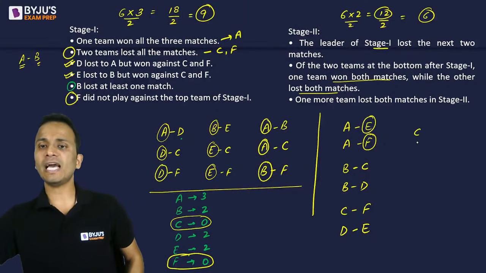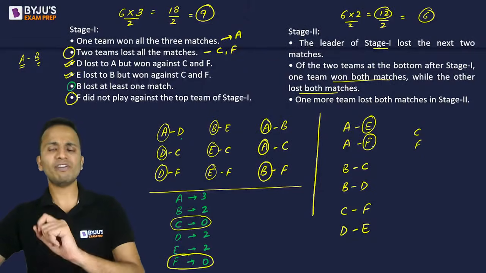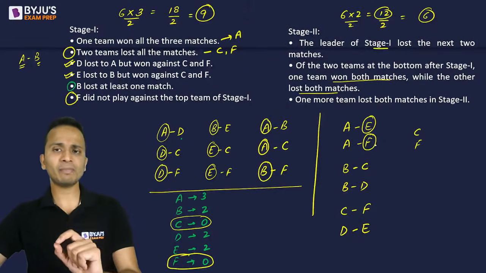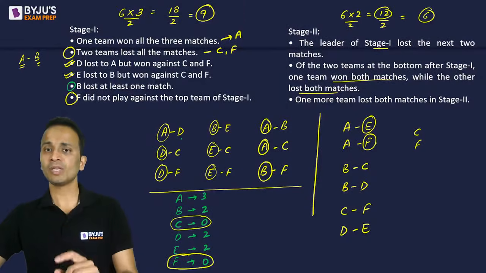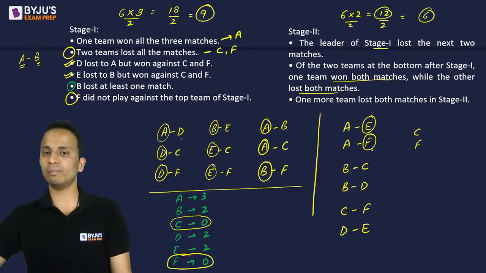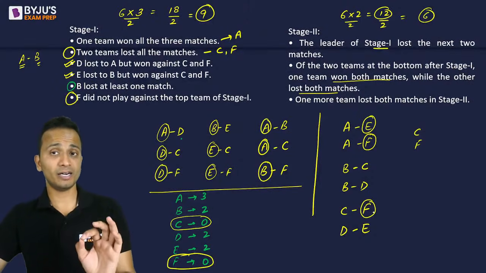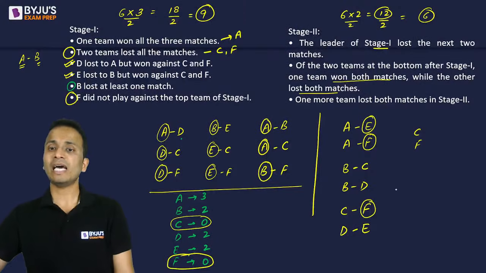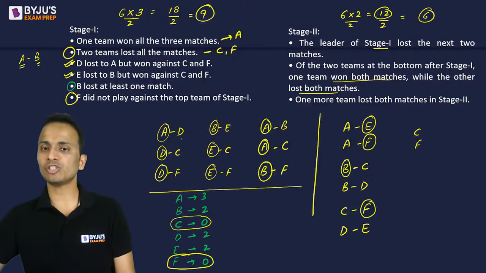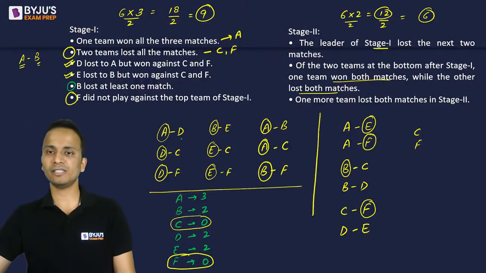Now they are talking about C and F. F has already won one match. F एक मैच ऑलरेडी विन कर चुका है यहाँ पे. So F is the team who will win both the matches. Okay. So the second match of F will be won by F, and C will be the team who will lose both the matches. So in the matches of C, C will lose both the matches, as we can see.